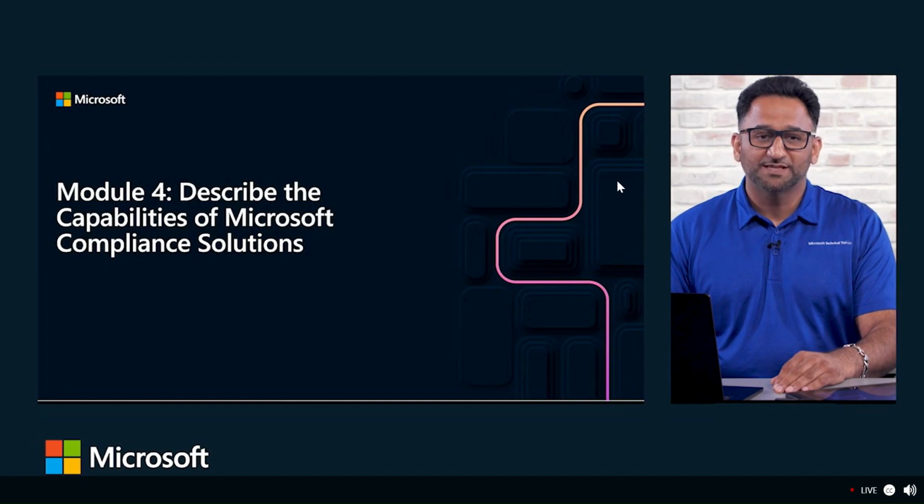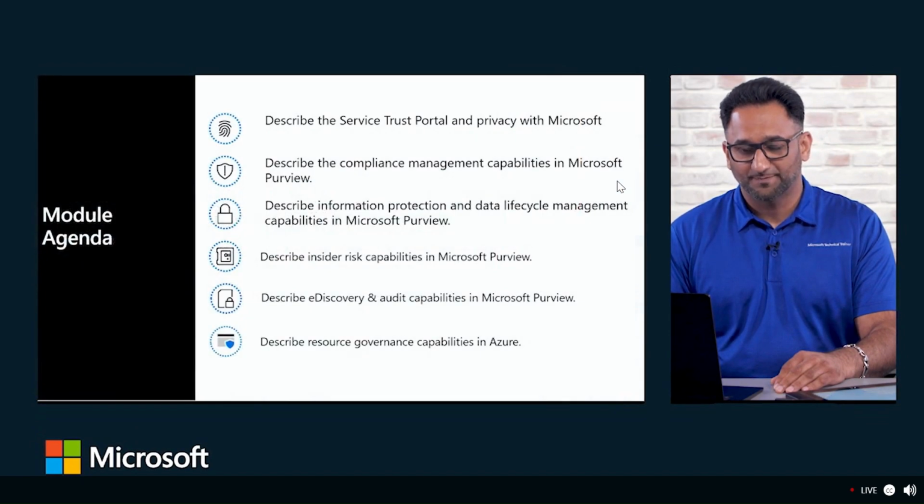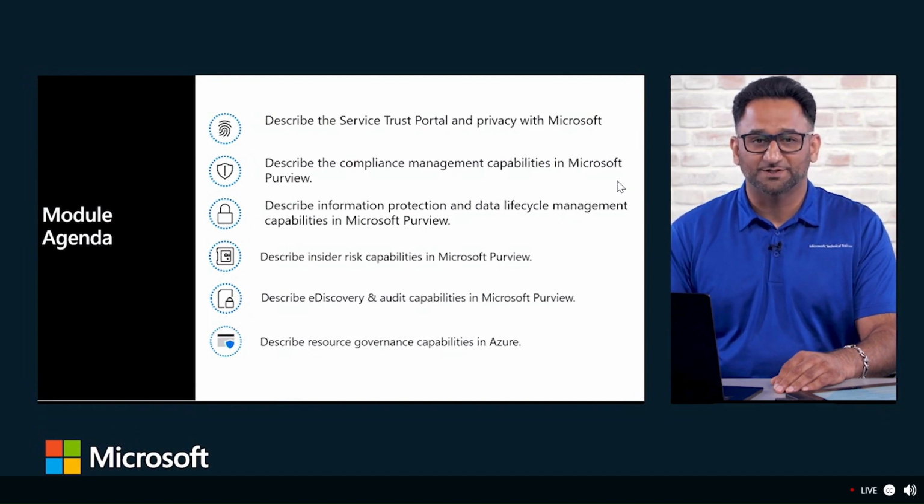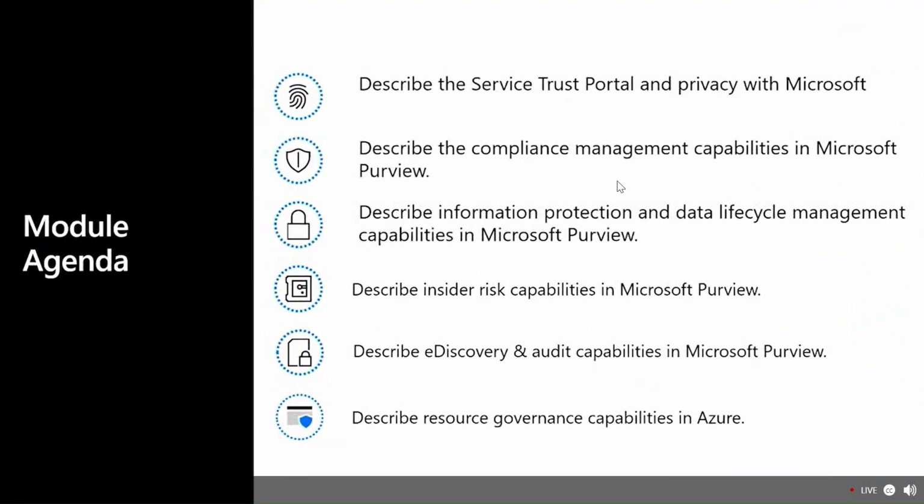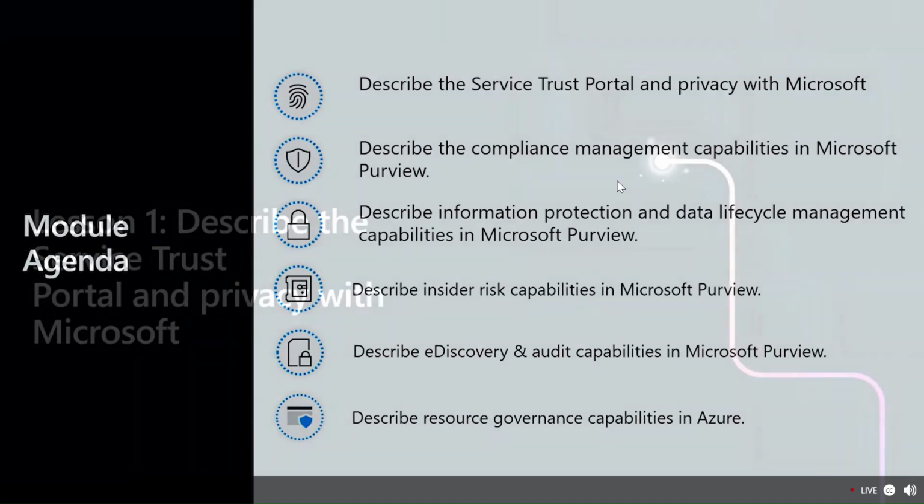Module 4 will look at capabilities of Microsoft Compliance Solutions. This module has a few lessons. With the first lesson, we'll look at Service Trust Portal and privacy with Microsoft. Then we'll look into the compliance management capabilities of Microsoft Purview. We'll talk more about information protection and data lifecycle management capabilities in Microsoft Purview, including insider risk capabilities and e-discovery and audit capabilities in Microsoft Purview. Then we'll move on to resource governance capabilities in Azure.